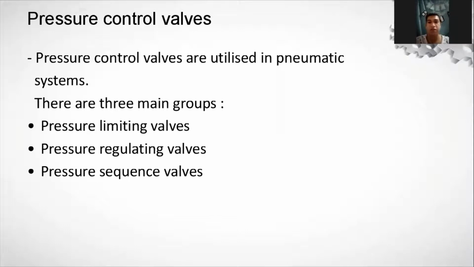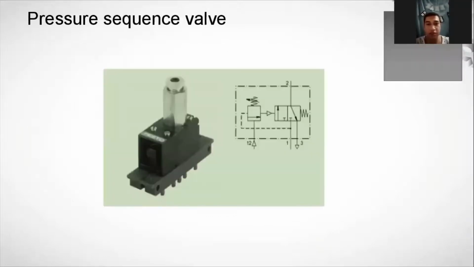Pressure control valves. Pressure control valves are utilized in pneumatic systems. Pressure control valves are used in hydraulic systems to control actuator force and to determine and select pressure levels at which certain machine operations must occur. There are three main groups: pressure limiting valves, pressure regulating valves, pressure sequence valves. Ito yung pressure sequence valves.